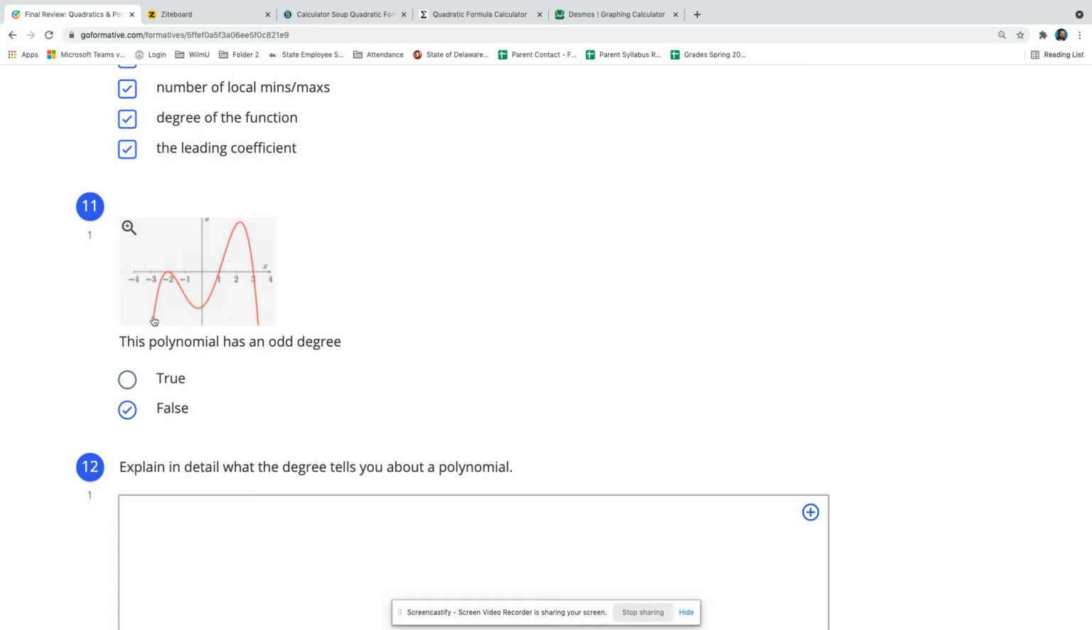You can see the end behavior. We start low and end low. And because we start and end on the same side, this function is going to have an even degree.